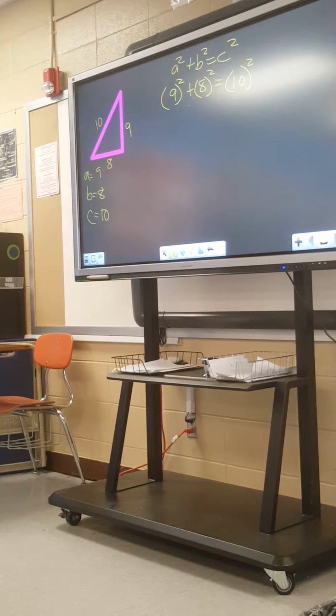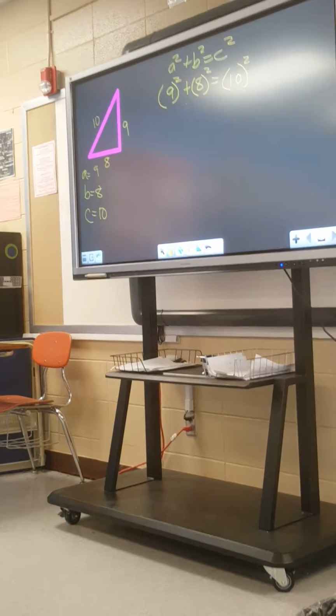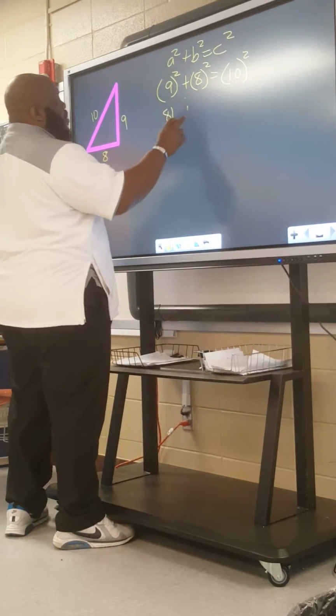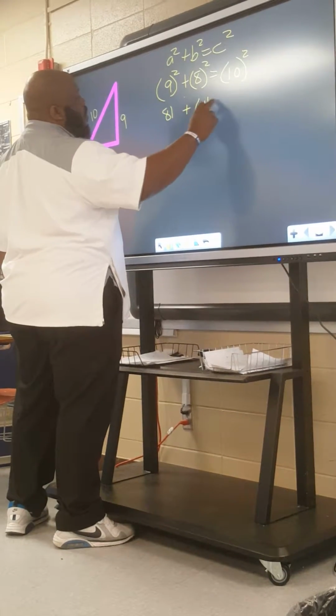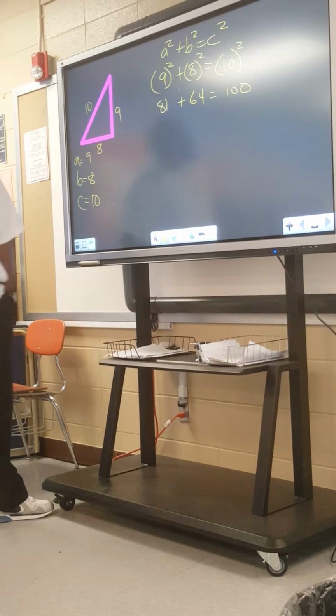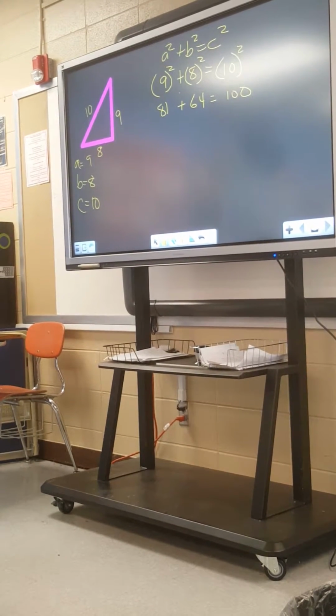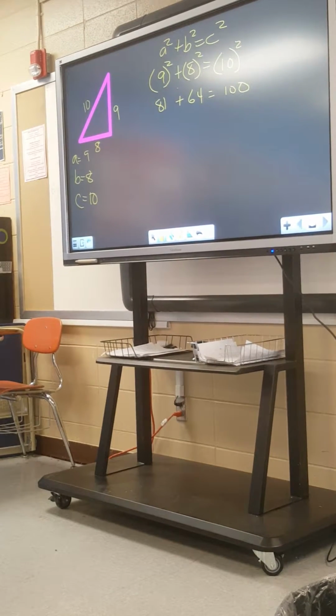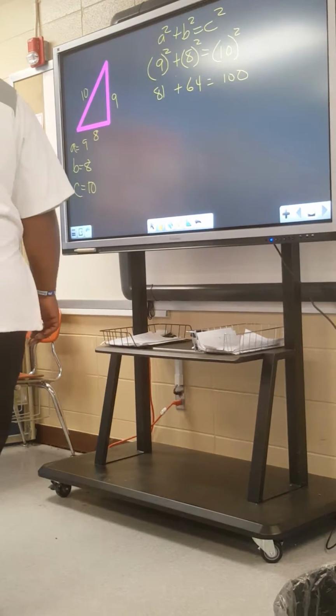Alright, so now, what's 9 squared? 81. Plus 64 equals 100. Cool. Last little thing. What's that left side equal to? 145.